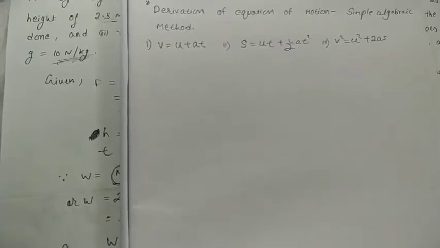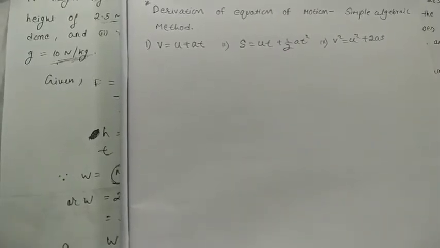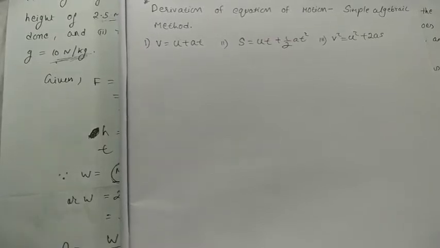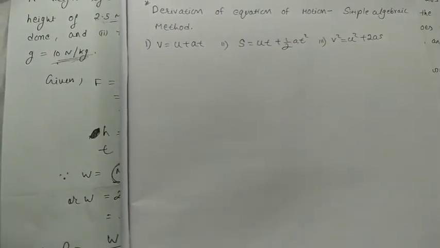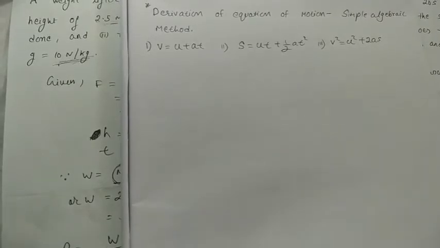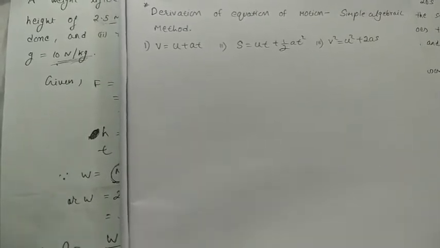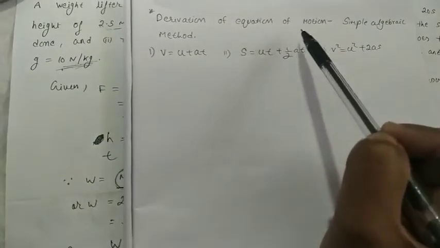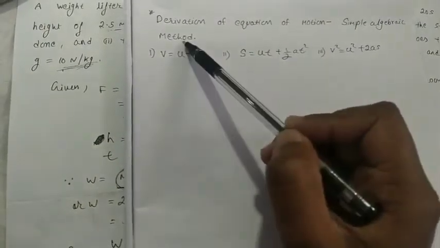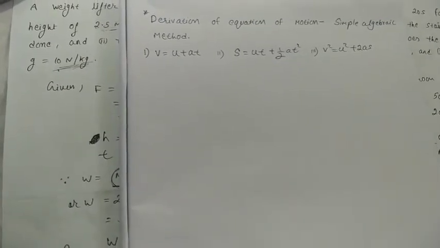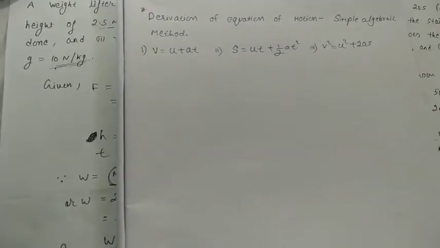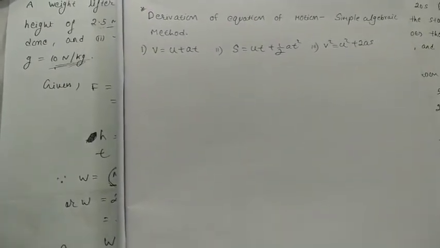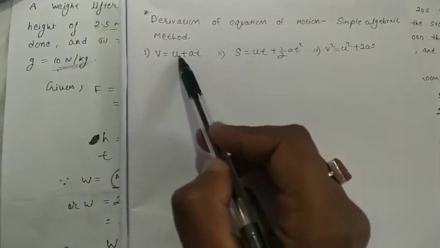Today we are going to derive three equations of motion. To derive equations of motion, there are three ways. Number one is graphical, number two is calculus method, and number three is simple algebraic method. Right now we are doing derivation of equations of motion using the simple algebraic method. This topic will be suitable for ICSE class 9. So the first one will be our v equals u plus at.